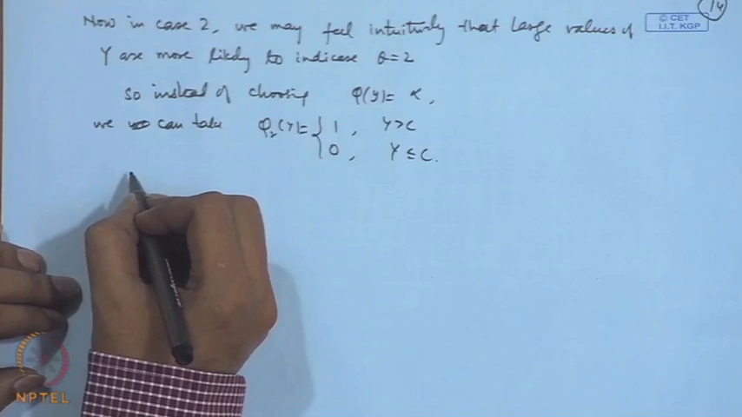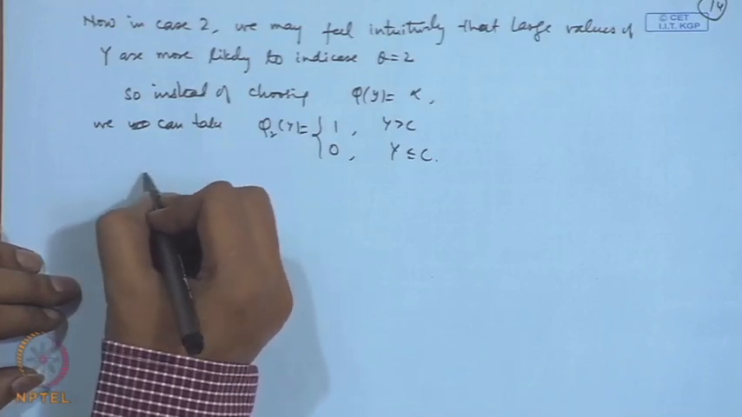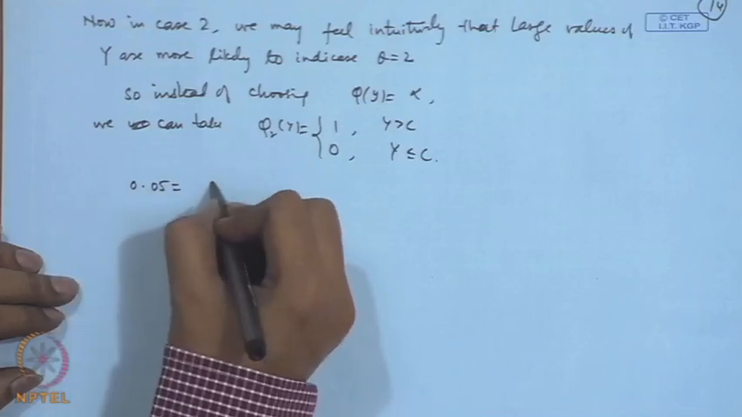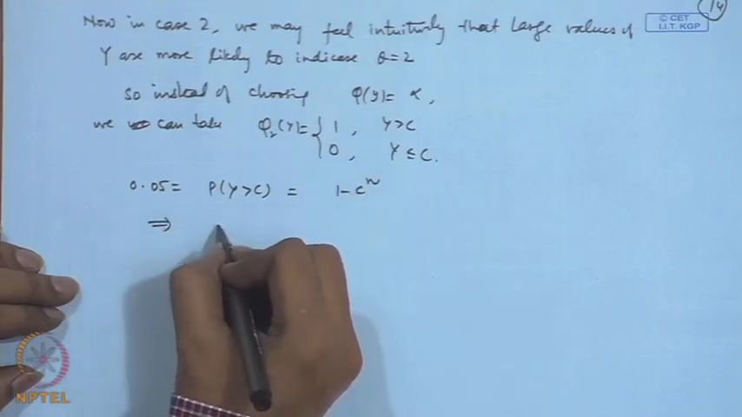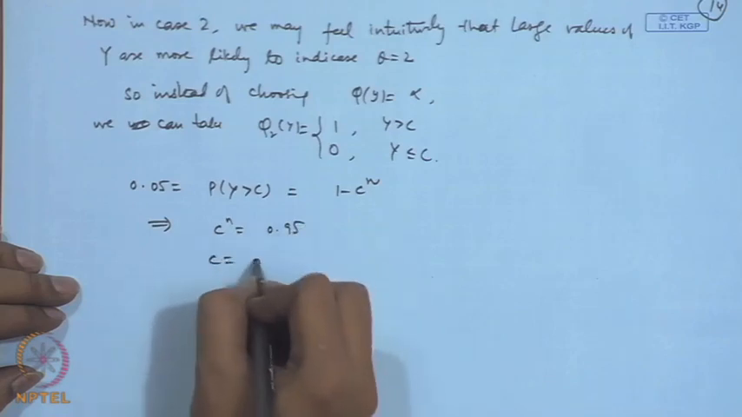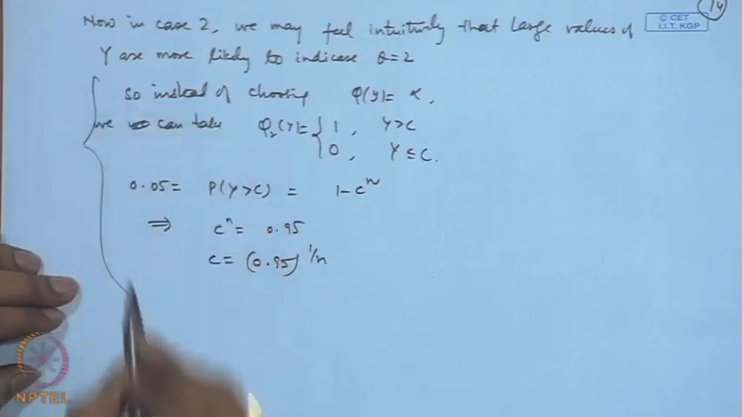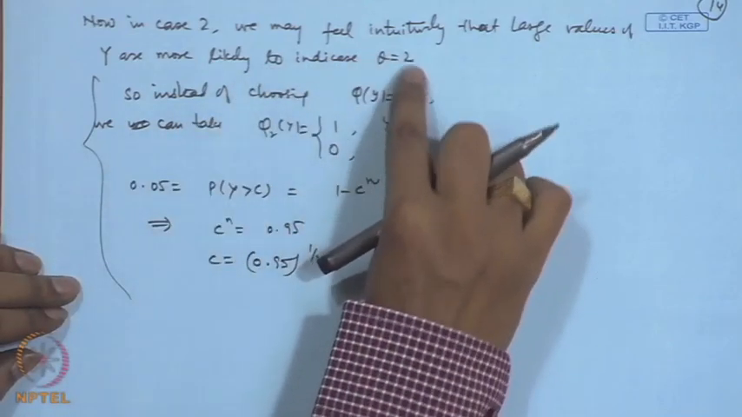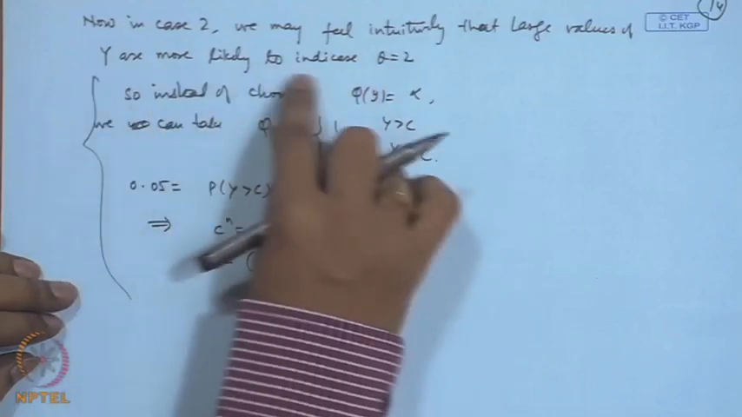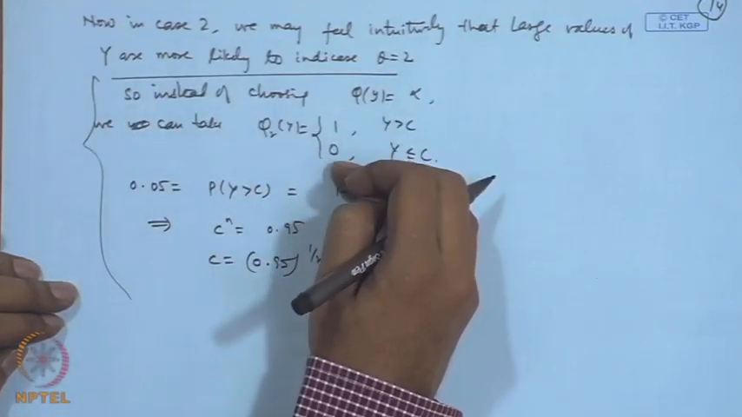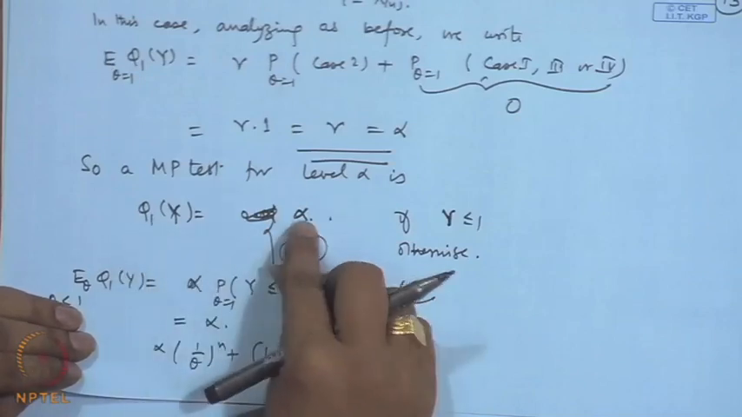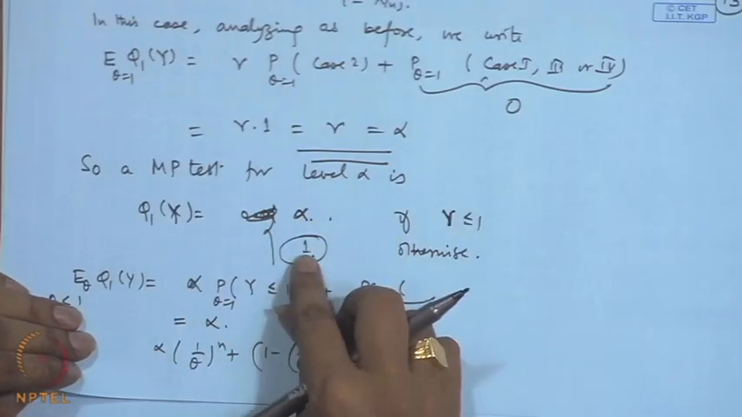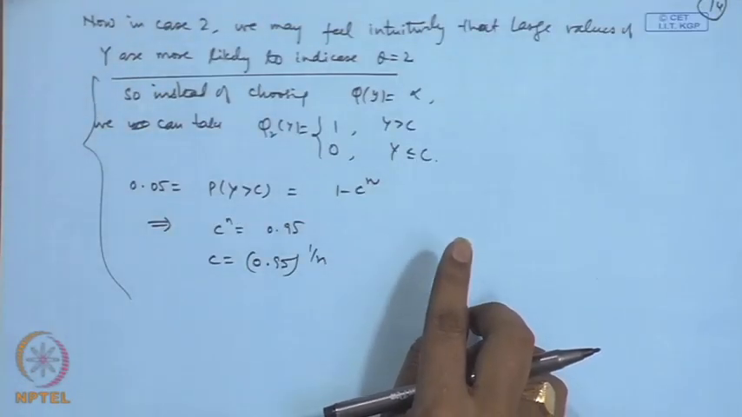And if we consider the probability of this, we are getting say 0.05 is equal to the probability of y greater than c, that is equal to 1 minus c to the power n. This means we can take c to the power n is equal to 0.95, or c is equal to 0.95 to the power 1 by n. So, this is an alternative solution here. Of course, this is based on the heuristic consideration that large values of y are more likely to indicate it. So, this part is not coming from the NP lemma. In the NP lemma, if we write exactly, the test function is of the nature that phi 1 y is equal to alpha if y is less than or equal to 1, and it is 1 otherwise. So, these are the two forms that I am considering here.